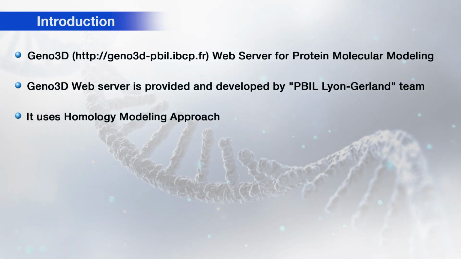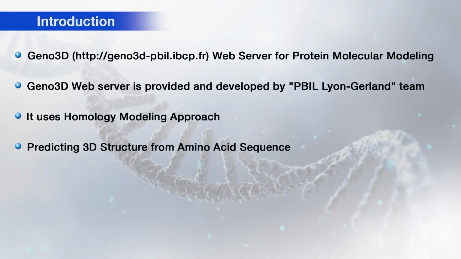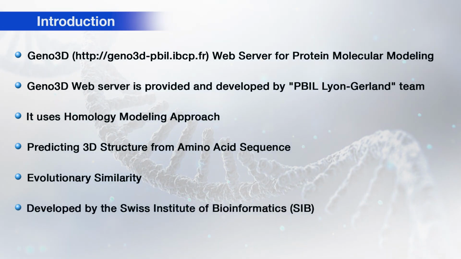We can see the whole overview. It predicts 3D structure from amino acid sequence. The most important aspect of the Geno3D server is that it helps in evolutionary similarity. It is developed by the Swiss Institute of Bioinformatics, in short known as SIB.